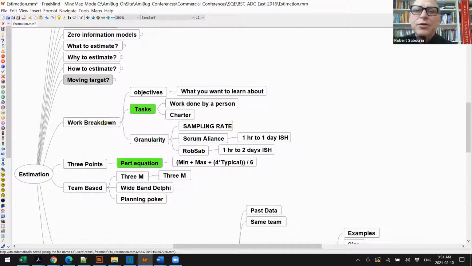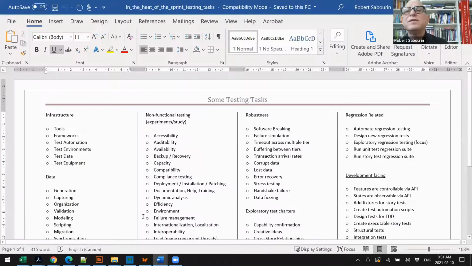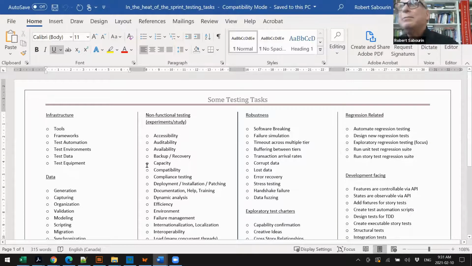Now, just to share with you an example of what that is, and of course I'll include it with any files I share at the end of this session, let me go to my documents here for just a second. I have a list here. This is just a simple thing called some testing tasks. When I have a project and I want to do this task-oriented estimation, I break down testing work into a bunch of tasks, and I make a list of them. Some tasks are about different things, so this is just a checklist for me on types of tasks.